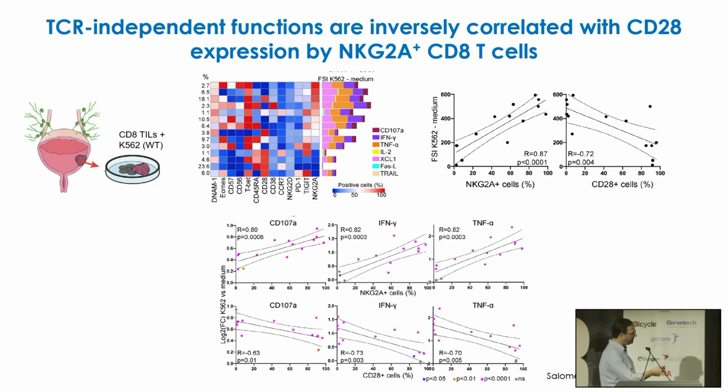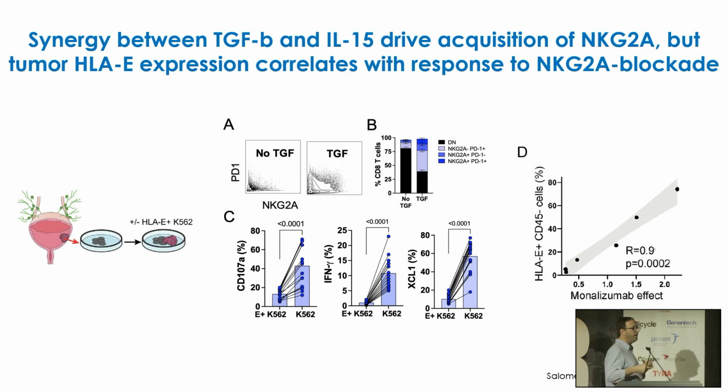We can even pull these markers out separate. FSI just stands for Functional Stimulation Index score, but we can even show it on the individual level. Okay, so we wanted to see what is actually driving NKG2A acquisition by these cells. It seems if they're really diverging functionally, it would be really nice to know what is actually pushing this forward.